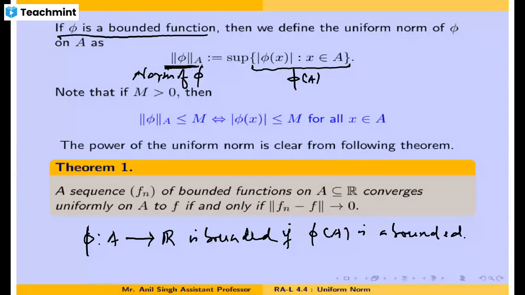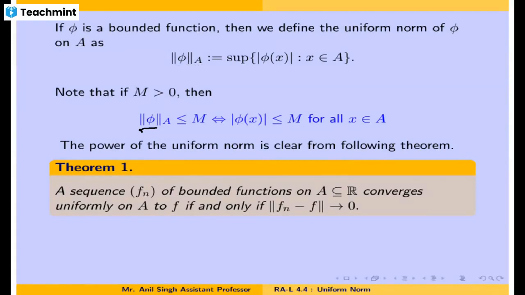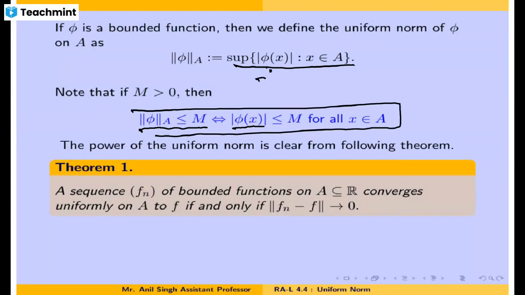So now we have a link with this, because whenever the norm of function phi is less than or equal to M, it means the supremum is less than or equal to M. If the supremum of a set is less than or equal to M, then every element of the set has to be less than or equal to M. So in particular mod of phi x is less than or equal to M for all x in A. This is an inequality which we will be using in our result. So when we define the norm of any bounded function, we now have the next result.